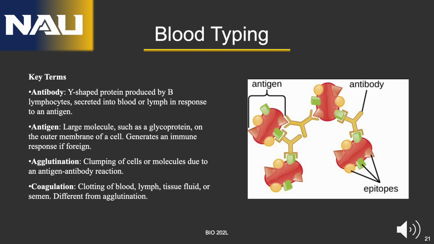Agglutination is the clumping of cells or molecules due to an antigen-antibody reaction. It's important to distinguish this from coagulation, which is the clotting of blood and other fluids. It's a vital process to stop bleeding. Agglutination happens when particles are tied together by antibodies.